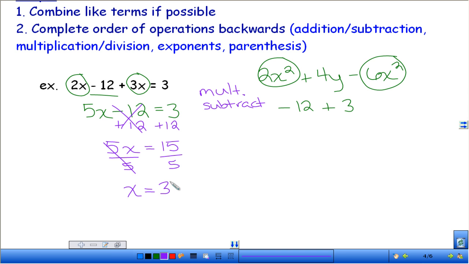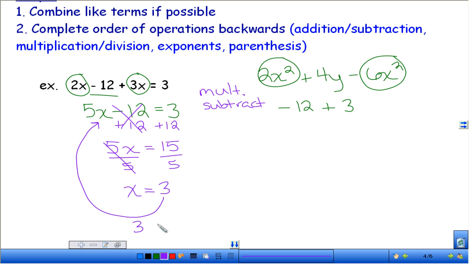You can always check your work. Well, I gave you the answer to this one right off the bat, didn't I? Yeah. I didn't mean to do that. So if I were to take x and plug it back in, what's 5 times 3? 15 minus 12, and it's 3.